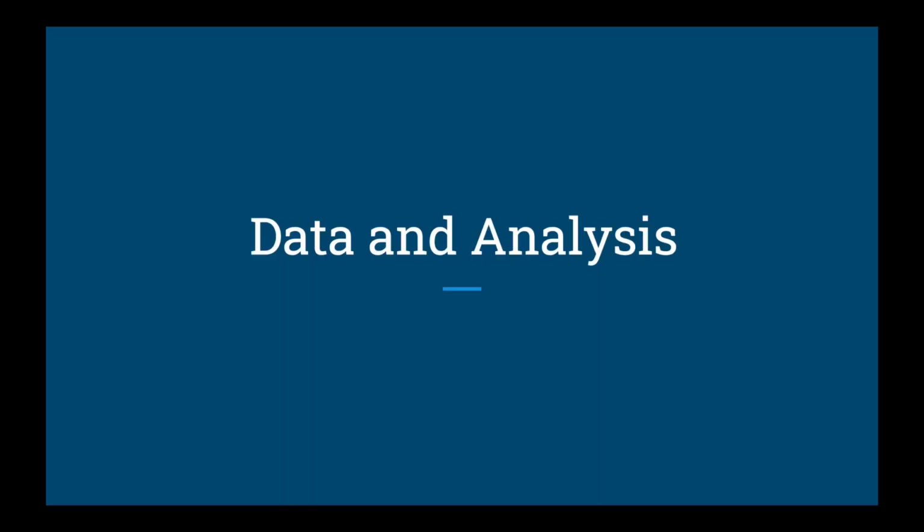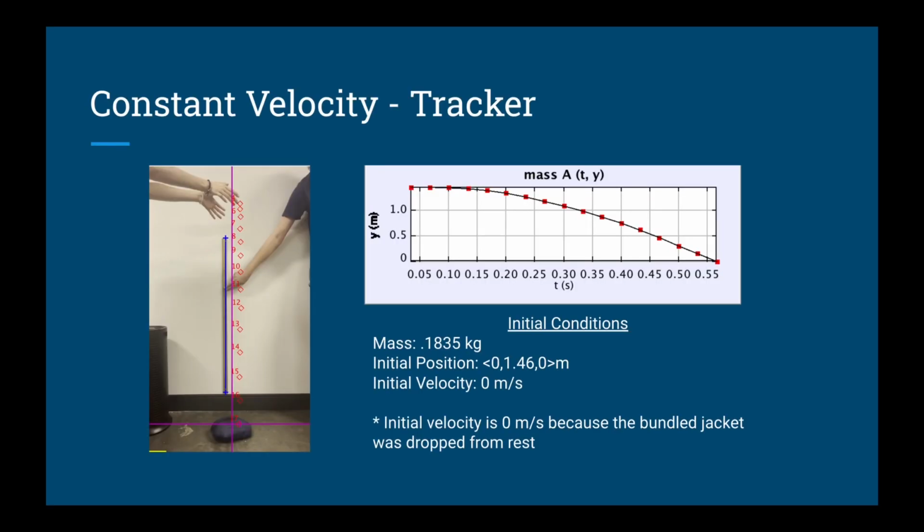Data and analysis. Here's the tracker data from the video of the falling object. Its mass was 0.1835 kilograms, and its initial position was 1.460 meters. Because the object was falling from a vertical distance, 1.46 is put on the y component. The initial velocity was 0 meters per second because the bundle jacket was dropped from rest.